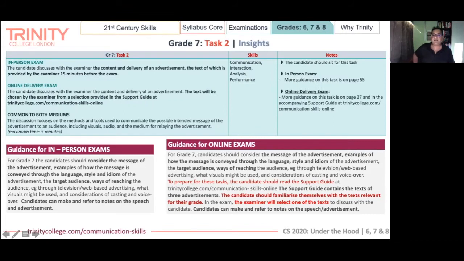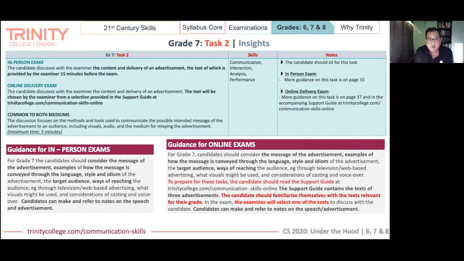Which brings us to grade 7, task 2. Now, in this particular case, the candidate discusses with the examiner the content and delivery of an advertisement, the text of which is provided by the examiner 15 minutes before. Now, in the online version of this, the text is chosen by the examiner from the selection that is provided in the support guide. Obviously, I do not and will not do anything that is there for the exams, all right? But you have the material already with you in a support guide. Now, I've even shown you what's the difference in the guidances if you're preparing for them.